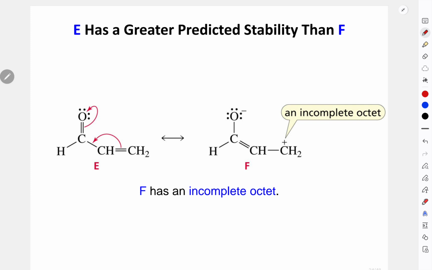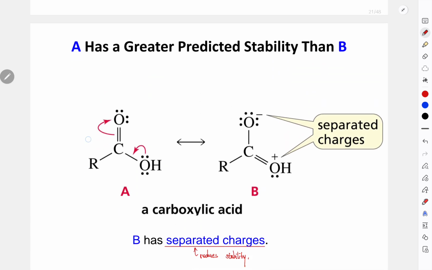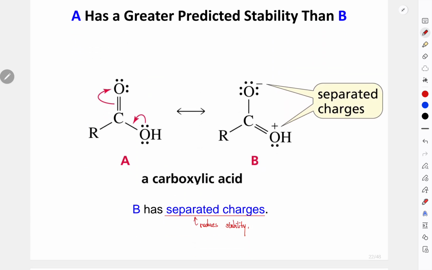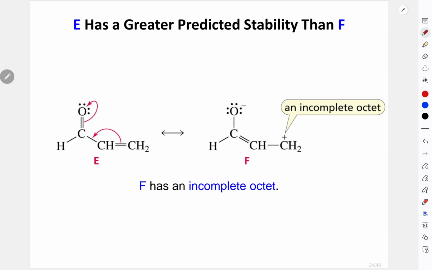After movement of the pi electron, this carbon will have a positive charge, whereas this oxygen will have a negative charge. If you take a look, this carbon has an incomplete octet. So if you compare the stability of E versus F, E has greater stability, and thus E will contribute more to the resonance hybrid. So whether the atom has a complete or incomplete octet is also a very important criterion.